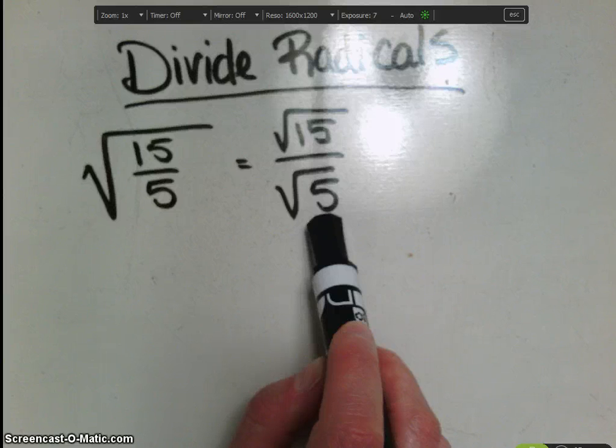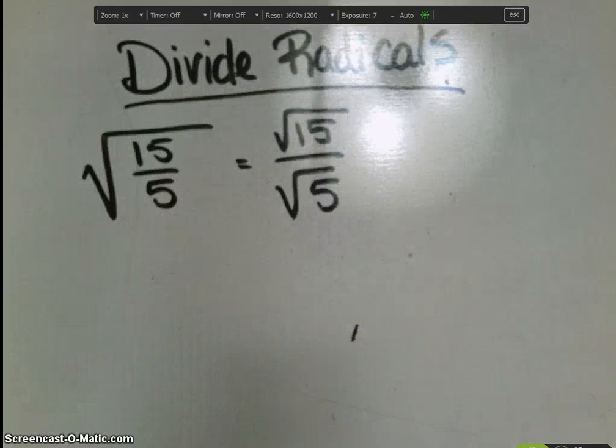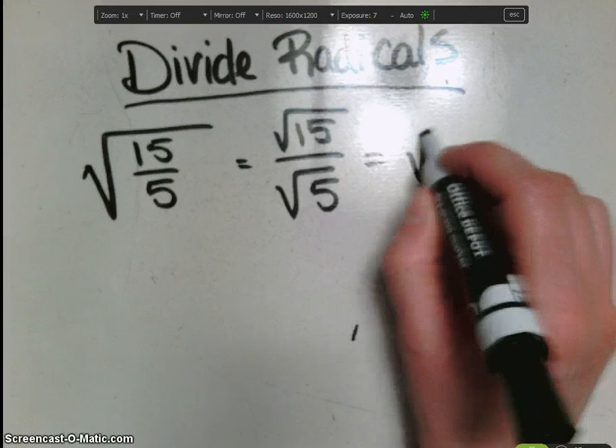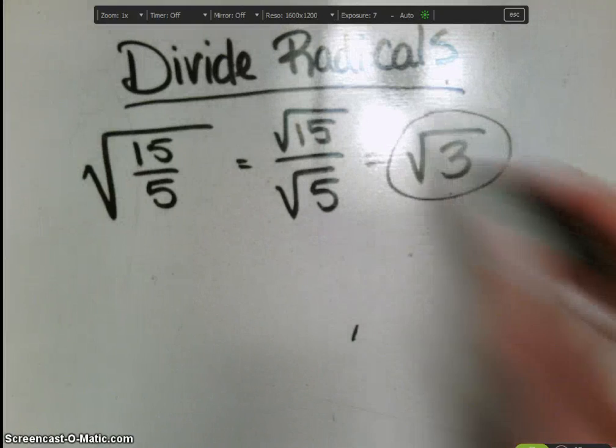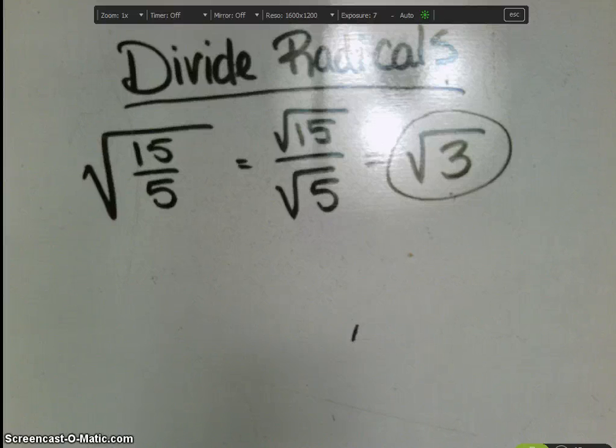You're going to see them both ways. But since the 15 and the 5 are both under a radical, you can divide or reduce, however you want to think about it. So this whole thing would just reduce to radical 3. And since 3 has no perfect squares in it, then it's already simplified. So this is enough.